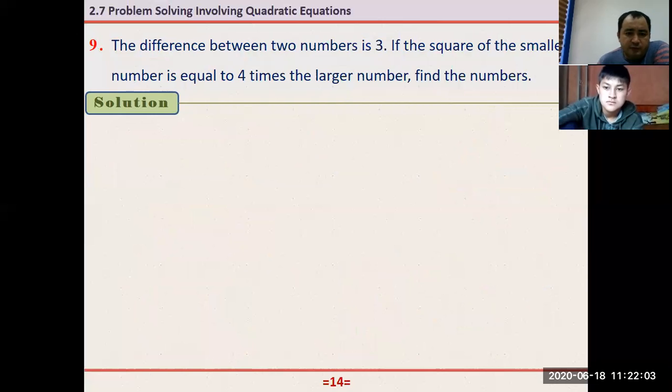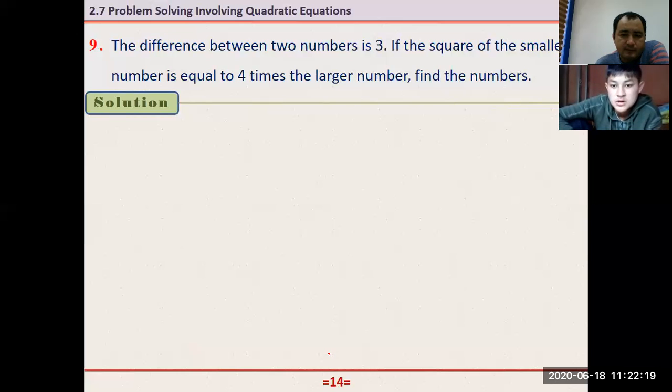Another question, read the question. The difference between two numbers is 3. If the square of the smaller number is equal to 4 times the larger number, find the numbers. Two numbers, right? The first is x and the second is x plus 3.